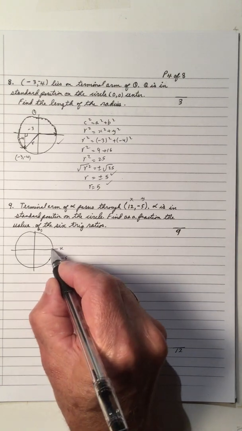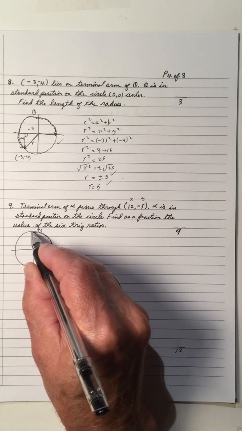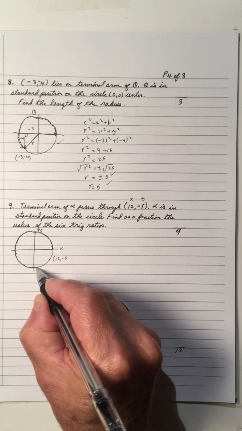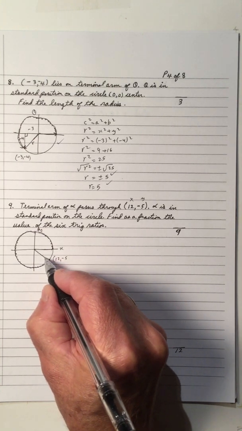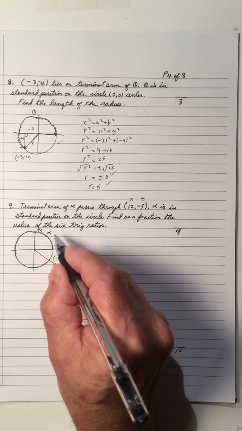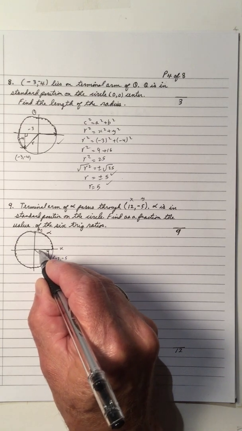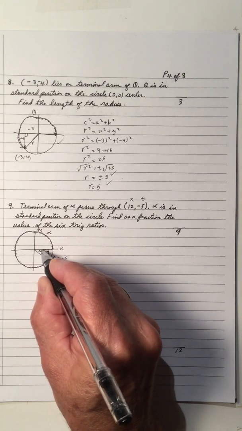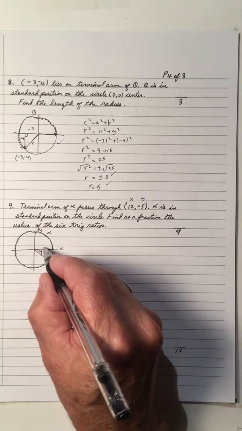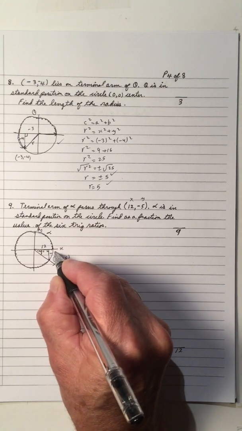So the alpha, the rotation, is from the initial arm. So you're rotating right around the circle. The initial arm is floating around until it passes out to that point. So that's alpha, that rotation. So we drop a perpendicular to the x-axis, and we have what we call the reference angle right here, this angle between the terminal arm and the x-axis. And x is 12, and y is negative 5.